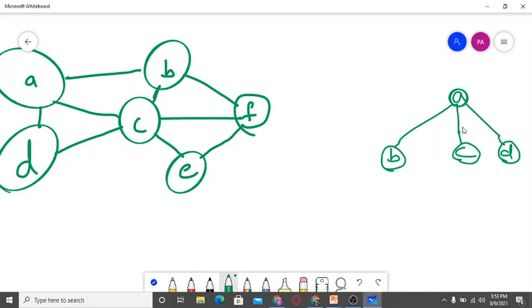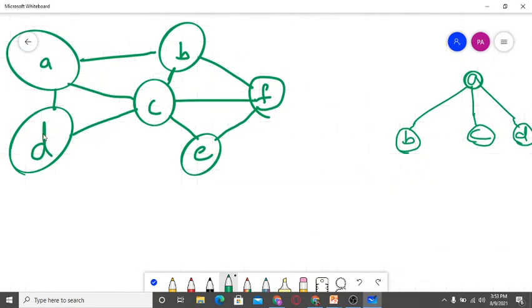So I am selecting the B one. From the B, I can go to A, I can go to C, I can go to F. So already A is visited, so we need not go with this. B to C and B to F. Okay, B to F.